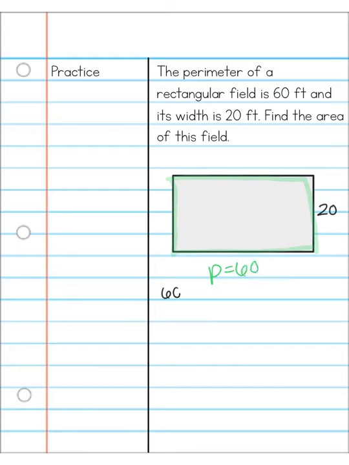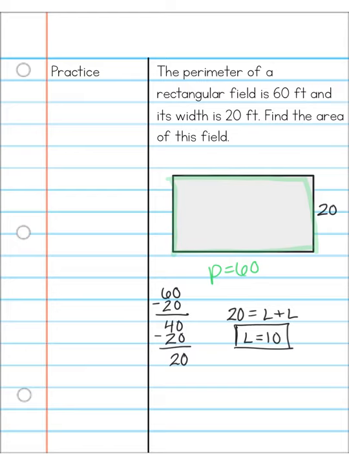So I can take that 60 and subtract 20 twice. So I know that 20 has to equal the length plus the length. So I'm going to break that 20 into 2 different groups. So the length is going to equal 10. Now the next part of the problem asks you to find the area of this field. When we find the area, we know that we have to multiply the length times the width. So 10 times 20, I'm going to get 200. So the area is 200 square feet.